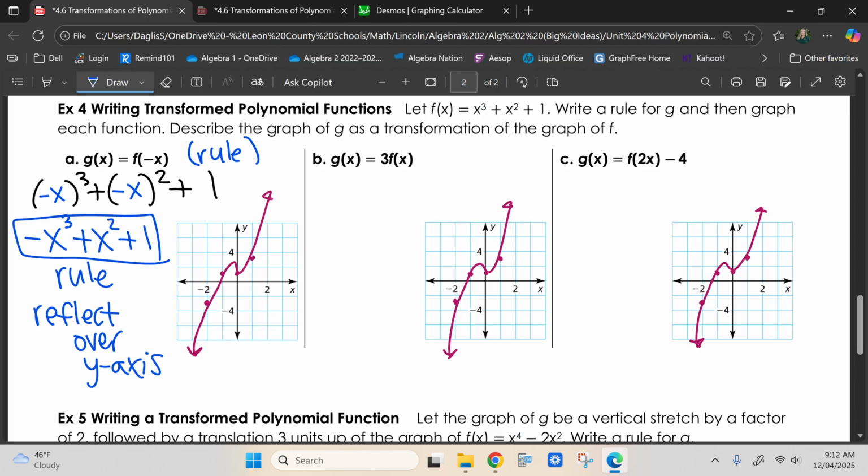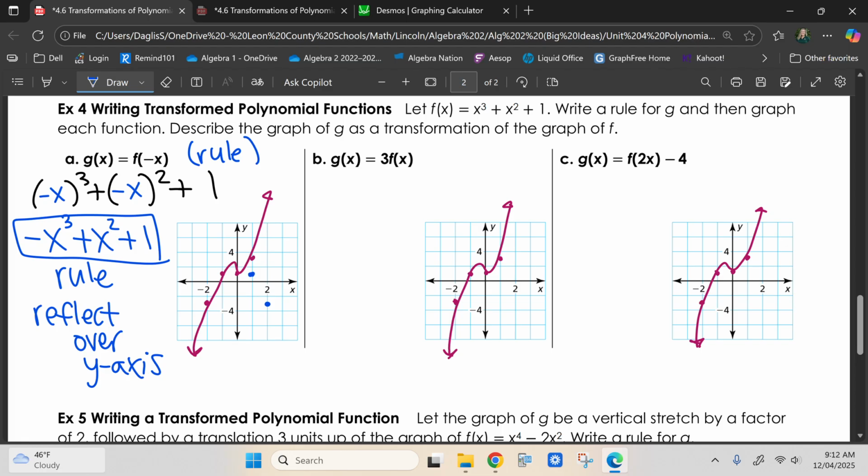This was the point -2, -3, right? Now it's going to be +2, -3. Your x's are changing their signs. Nothing else. This was the point, -1, +1. Now my x is +1. My y is the same.